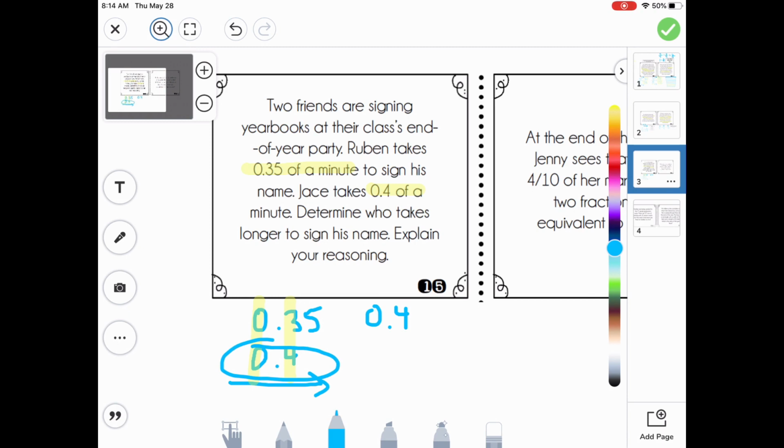I don't want you to be confused by that though, because you might be saying, but Mrs. Smith, this one says 35 and this one only says 4. But remember, here we have a 0 placeholder technically. So if you're thinking of money, this is like saying 35 cents and this is like saying 40 cents. And 40 cents is more than 35 cents. So don't just immediately jump to the conclusion that 35 is longer or takes longer. So to answer this question, I'm going to say that it takes Jace longer to sign his name.